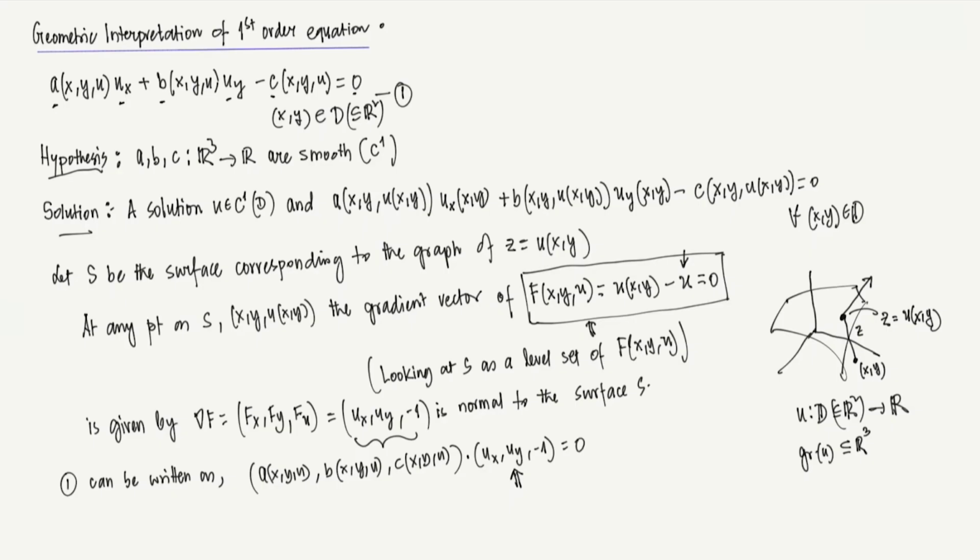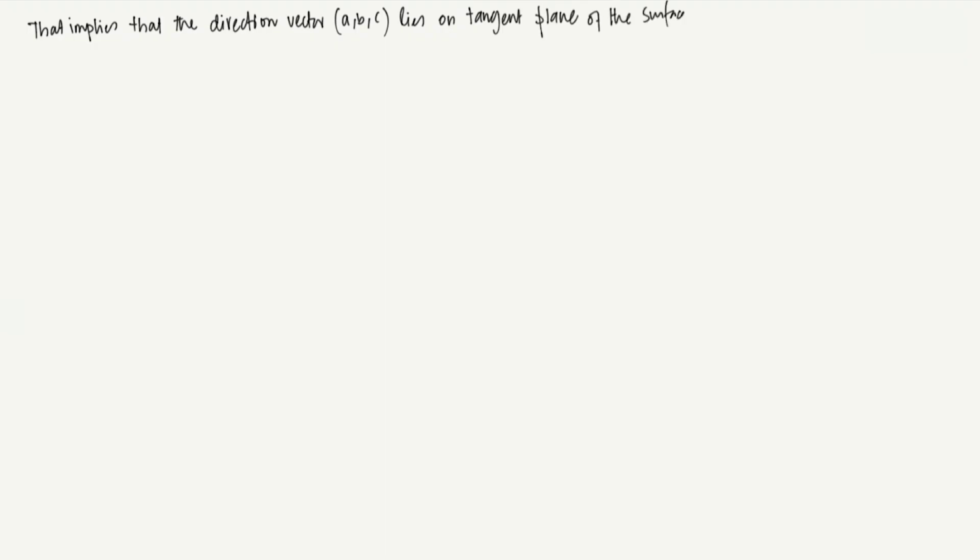So u is a solution if and only if the direction vector, which is A, B and C, lies on the tangent plane of the surface S. I am not writing that A, B and C are functions, but I am just writing it like this.